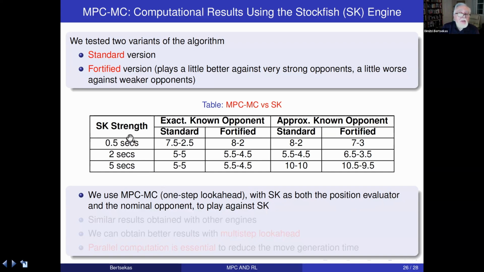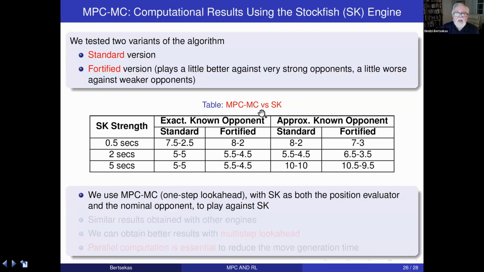So now here on this column are Stockfish engines of different strength. At 0.5 seconds per move, it plays pretty good chess. At 2 seconds, it plays very, very good chess. Very hard to beat. And at 5 seconds, it's almost unbeatable. It plays almost perfect chess.